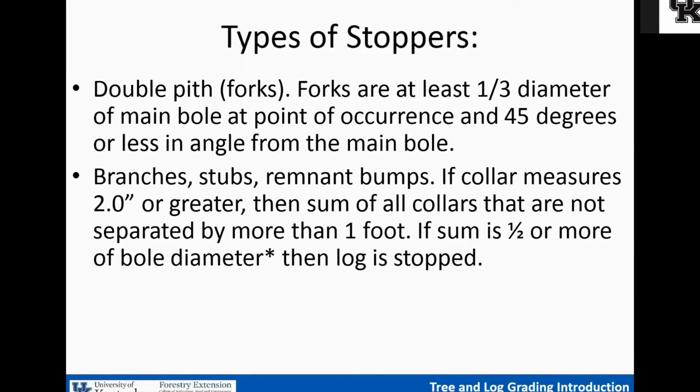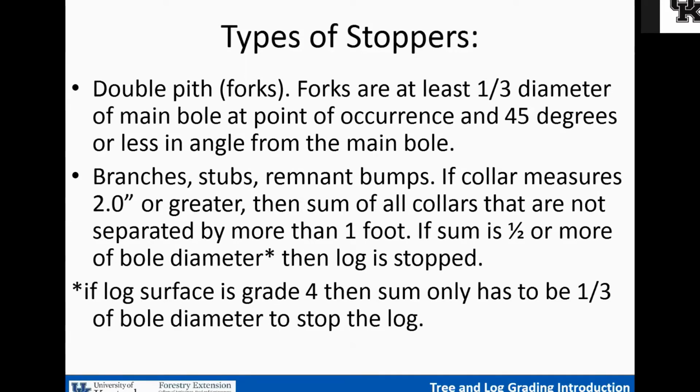So you can have a cluster of branches, stubs, or bumps, and if those collars are 2 inches or greater and they're within 1 foot of each other, you add those collar measures together. If the sum of that is half or more of the diameter of that tree, then you would stop at that cluster of branches. And I've got a graphic that will explain this a lot better here in a minute. I know it's a tough thing to take in. And if the log surface is a grade 4, then the sum only has to be a third of that diameter to stop that log.